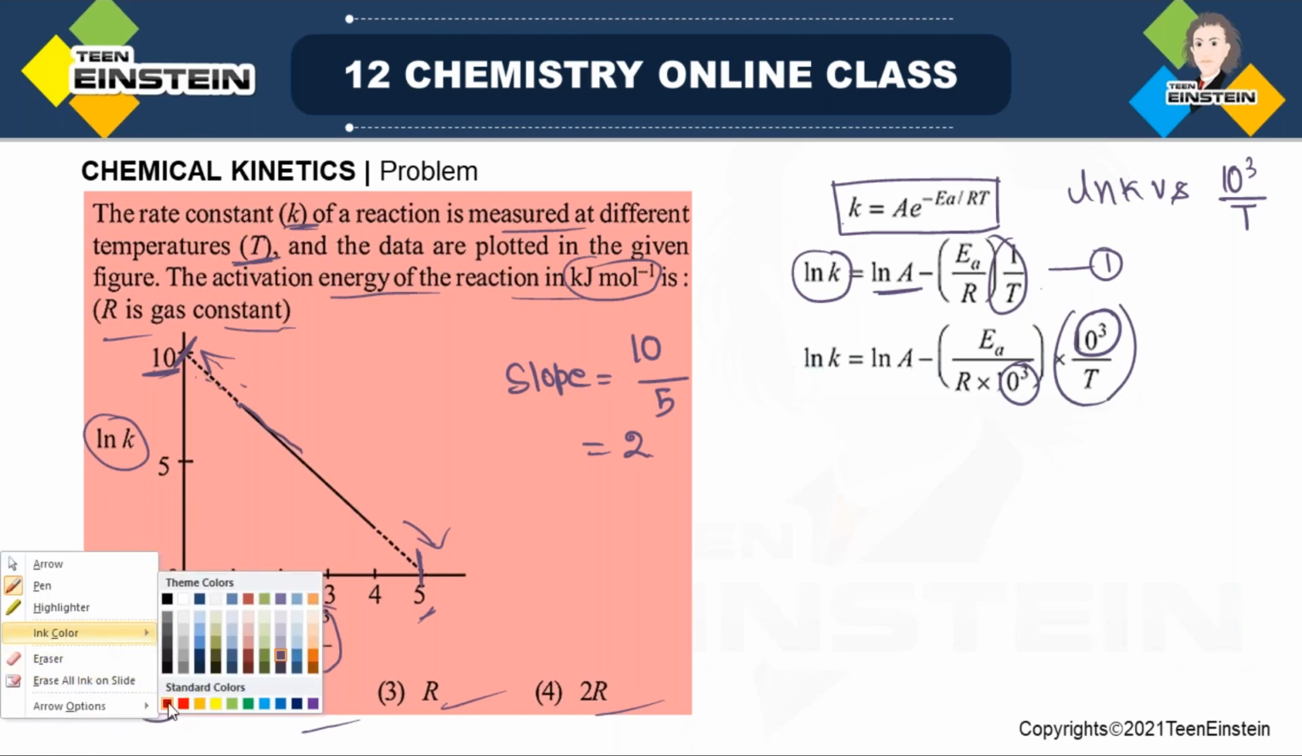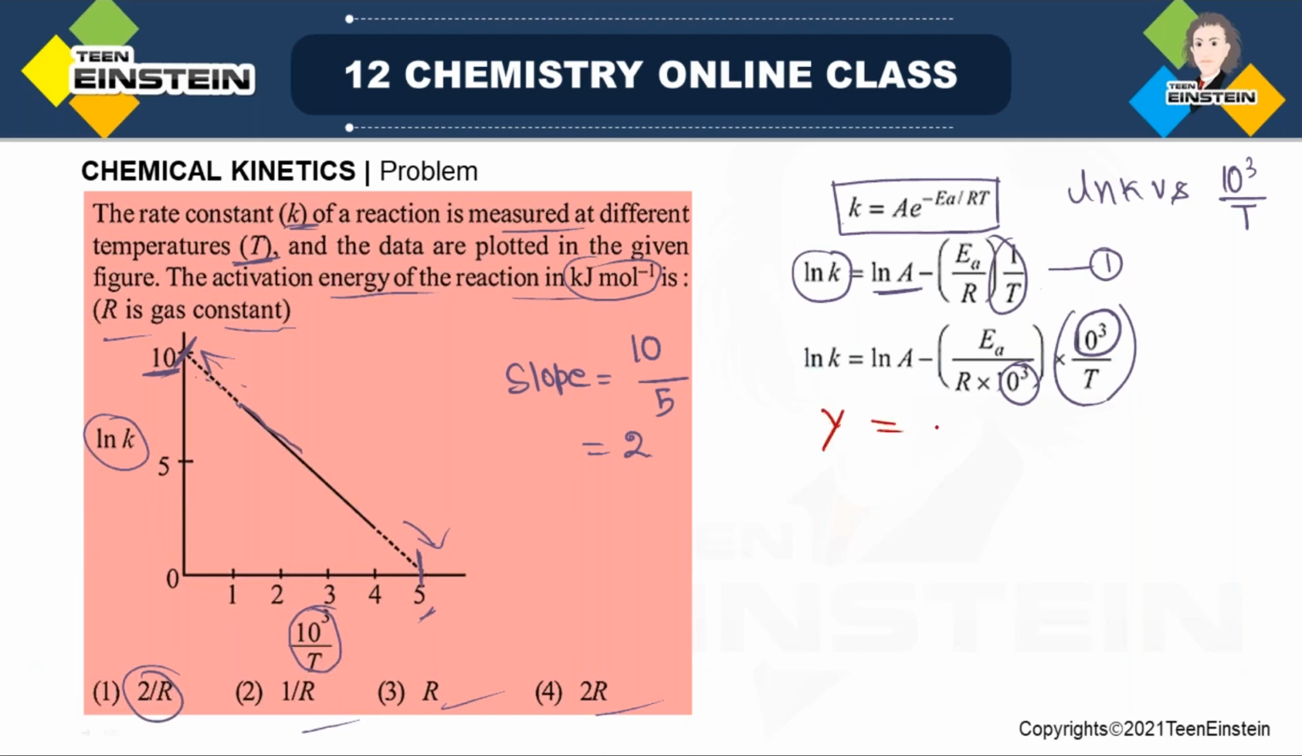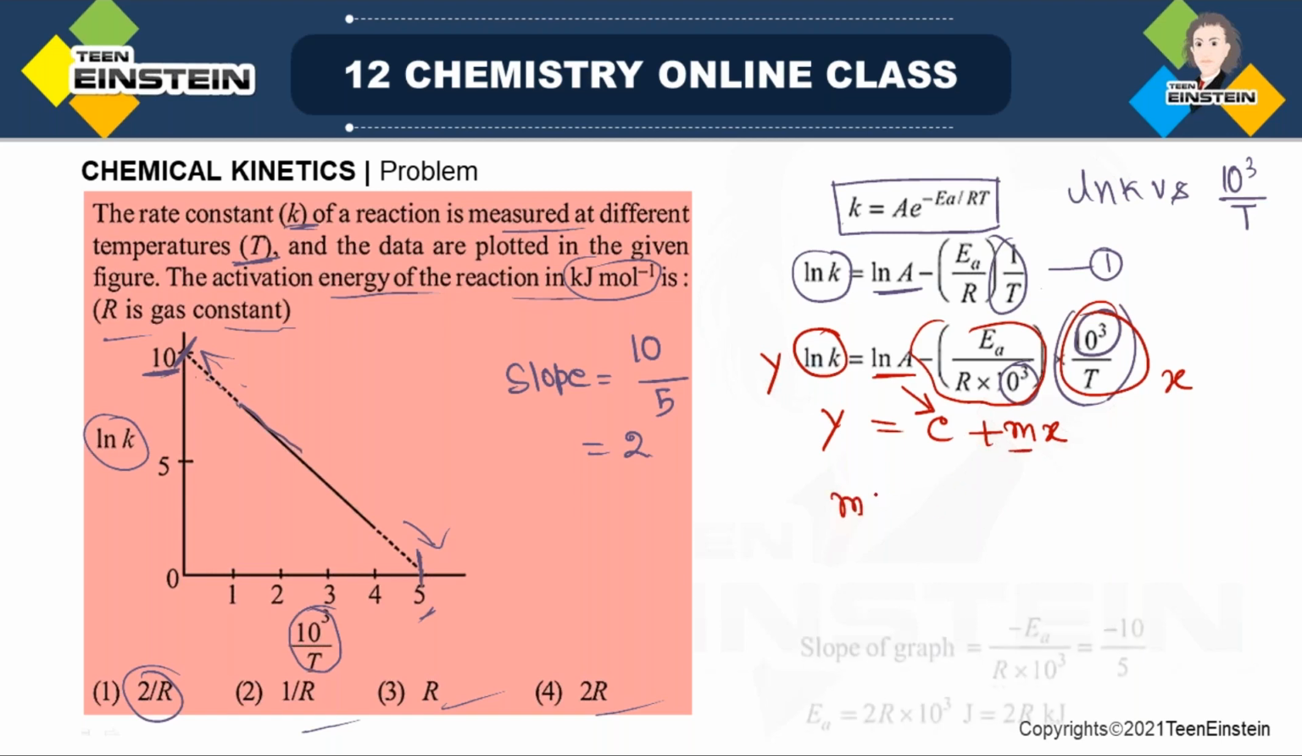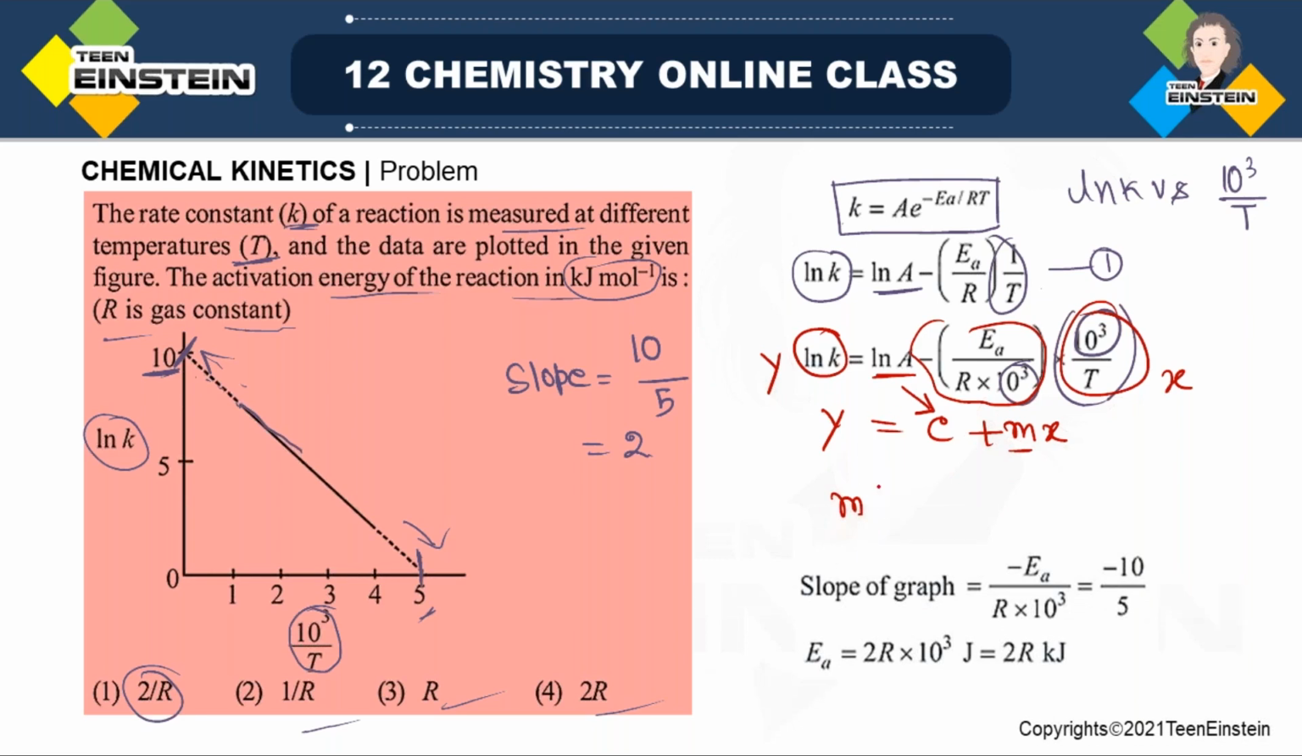The purpose of doing this is that if you compare this equation with C plus mx, this is actually x, ln K is y, ln A is C, and this total part is the slope m. That means m is equal to minus EA by R into 10 to the power 3. By comparing these two equations, equation 2 and equation 3, you get this value. Now, the slope of the graph we have already calculated.